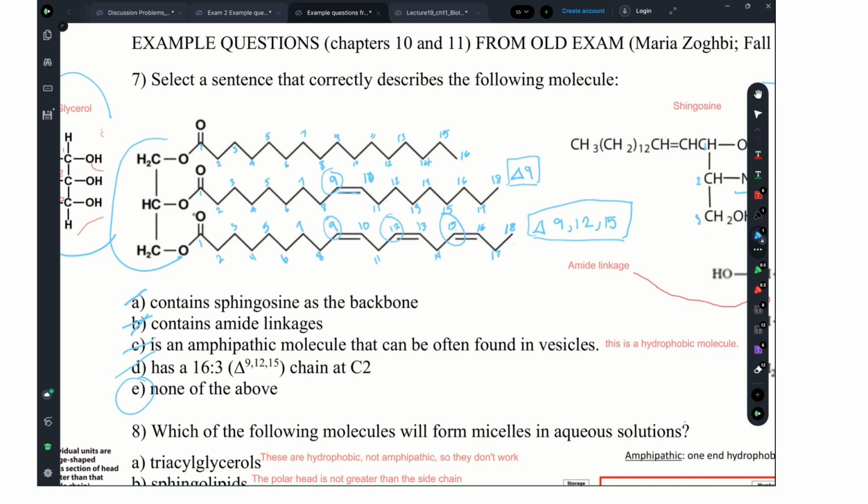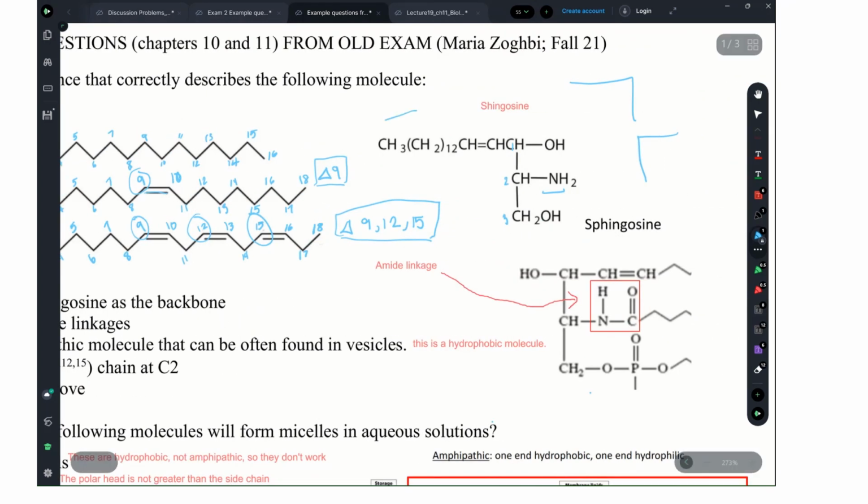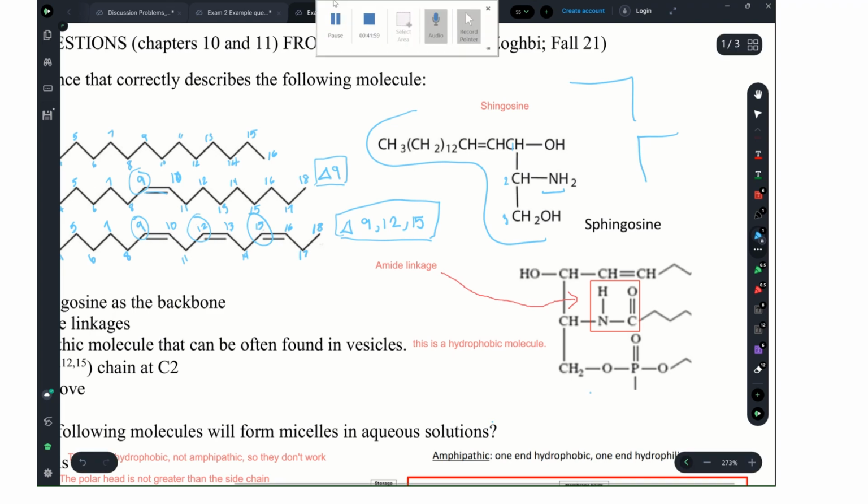A, contains sphingosine as the backbone. So this is sphingosine right here. It's another molecule that you also have to be able to identify and draw, or at least identify. So you can see that it has 3 carbons, carbon 1, carbon 2, and carbon 3. To carbon 3, you just have an alcohol attached. Carbon 2 has an important group, this NH2. So this is important because it will form an amide linkage when something attaches.